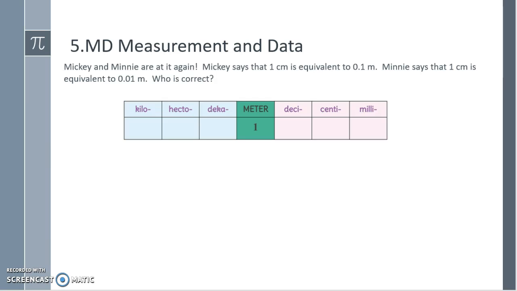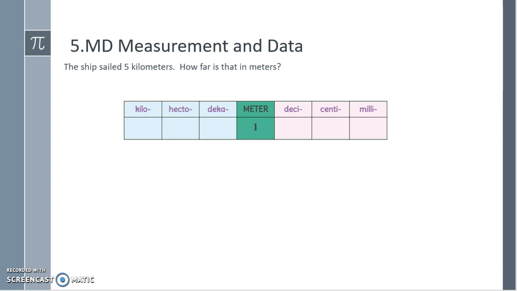Mickey and Minnie are at it again. Mickey says that 1 centimeter is equivalent to 1/10 of a meter. Minnie says that 1 centimeter is equivalent to 1/100th of a meter. Who is correct? Well, 1 meter is 100 times greater than a centimeter. So 1 centimeter is equivalent to 1/100th of a meter.